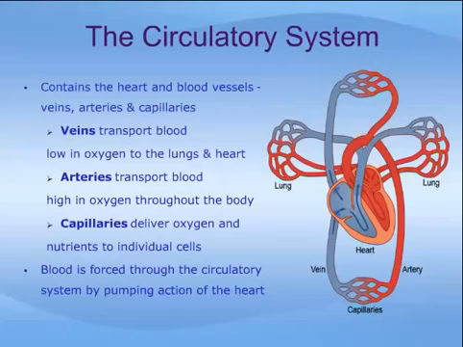The circulatory system, also called the cardiovascular system, contains the heart and blood vessels, the veins, arteries, and capillaries. Veins transport blood that is low in oxygen to the lungs and heart. Arteries transport blood high in oxygen away from the lungs and heart to the rest of the body. And capillaries deliver the oxygen and nutrients to the body's individual cells. Blood is forced through the circulatory system by the pumping action of the heart.